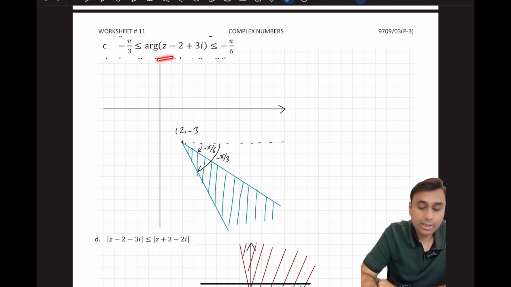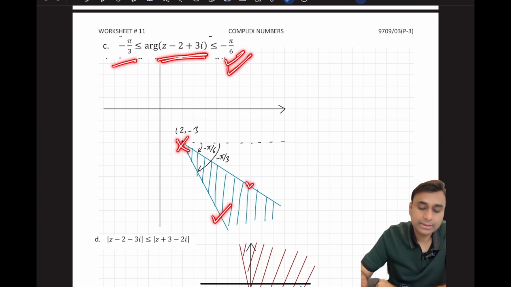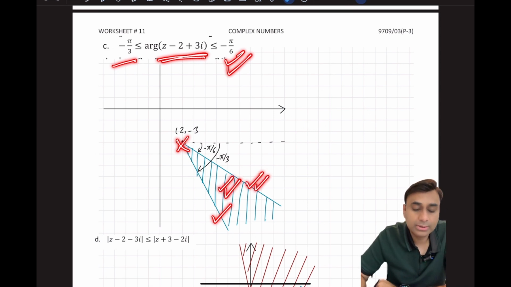Similarly, I have another example. I will again equate this to 0. I get 2 minus 3 iota as my center, and then the angle has to be greater than minus pi by 3, that is minus 60, and less than minus pi by 6, that's minus 30. So anything between these two lines is going to be considered as part of the locus here.